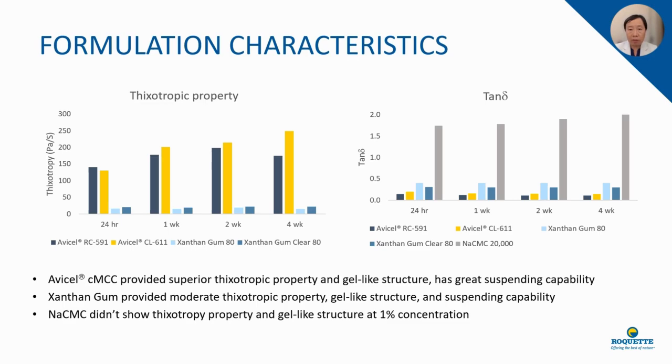The moderate tan delta value of xanthan gum indicates a weak gel-like structure with moderate suspending capability. Then the very high tan delta value of sodium CMC indicates more of a viscous dominant behavior. It's not a gel-like structure. So overall, this result confirms the superior performance of Colloidal Avicel as a suspending agent. It provides both rheologic functionality and physical stability for liquid suspension formulations.